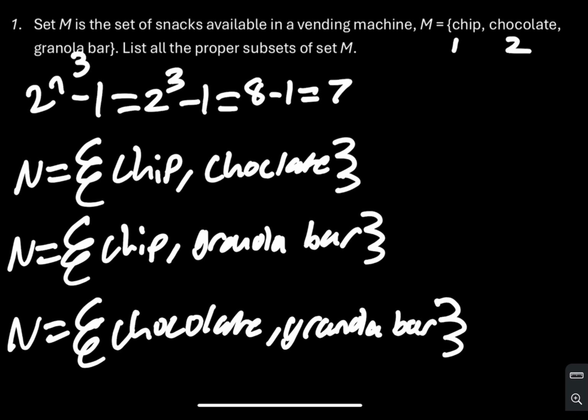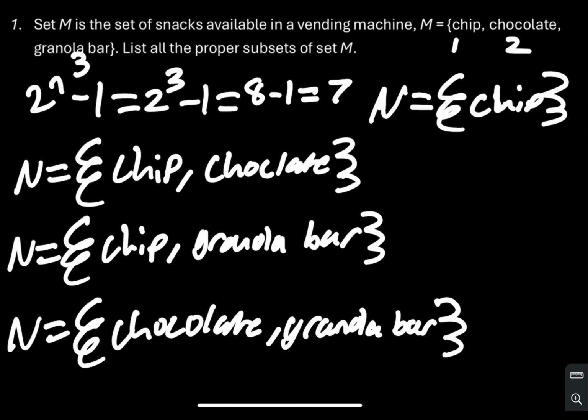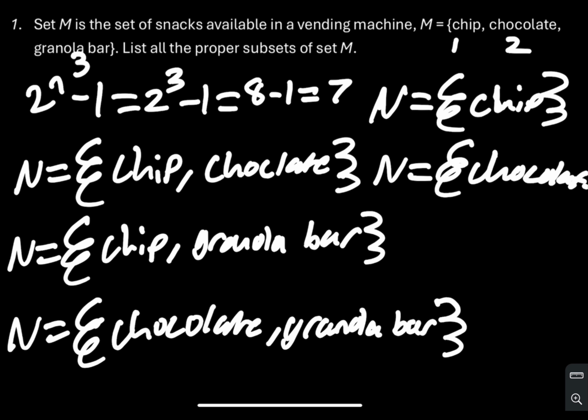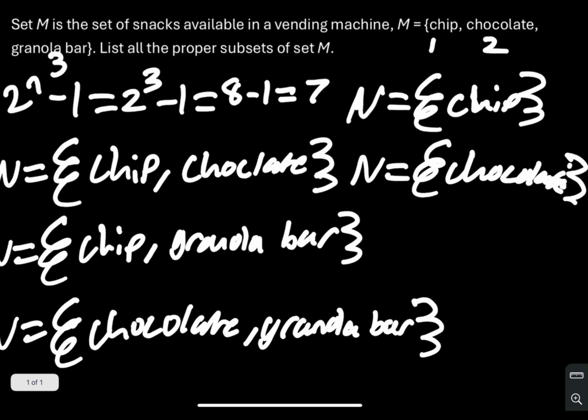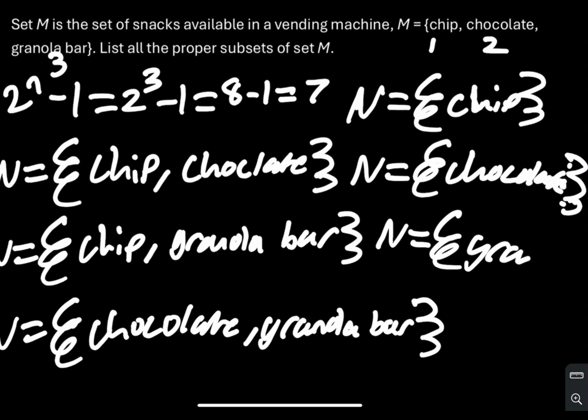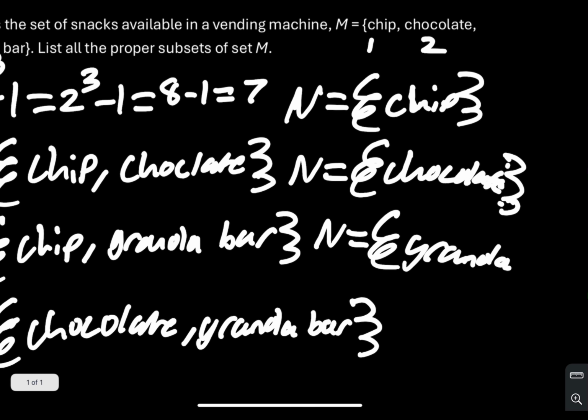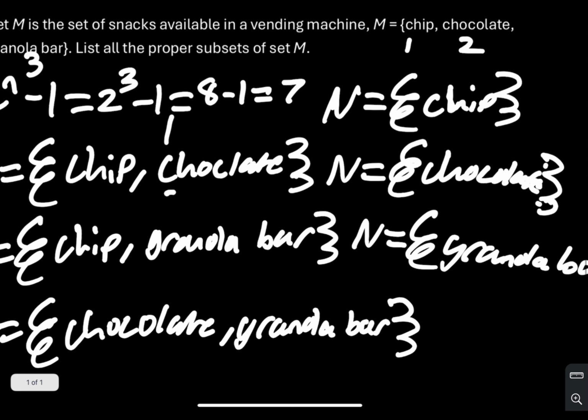So next we have to do the single element in our set. So it's going to be N, and then we have chip, and then we have N, and then we're going to do chocolate. Kind of running out of room here. And then we have granola bar. So then that's going to knock us down to 1, 2, 3, 4, 5, and 6. So remember, we have to have 7.